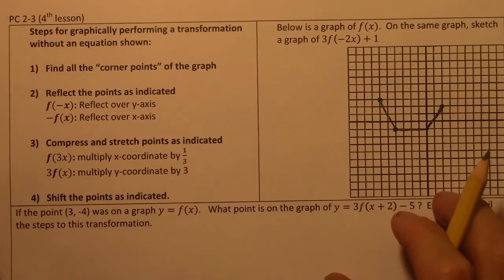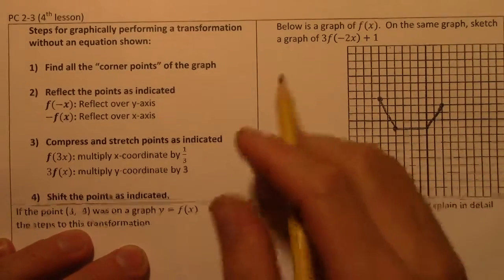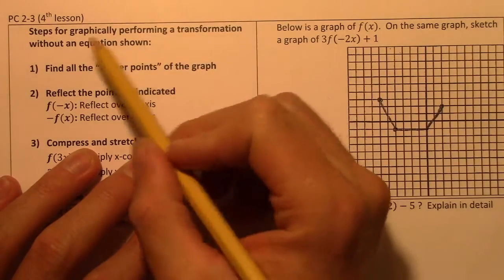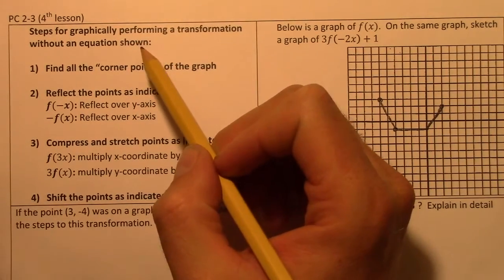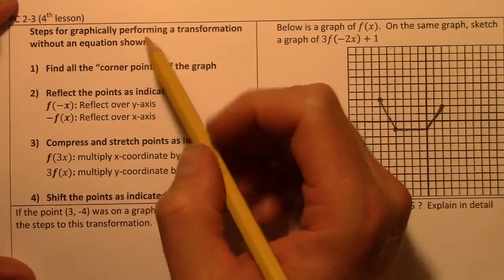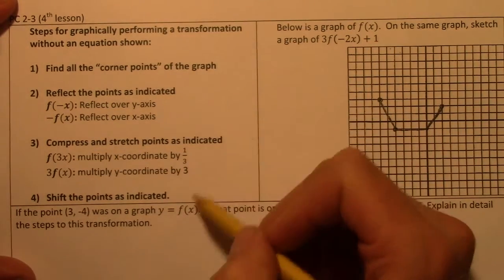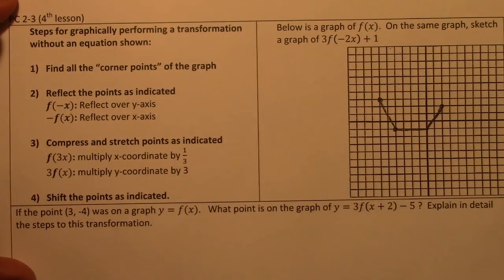All right, we've got another tricky transformations problem. There are some steps that I listed here for graphically performing a transformation without an equation shown. I just listed four different steps. These are the things that you would do.